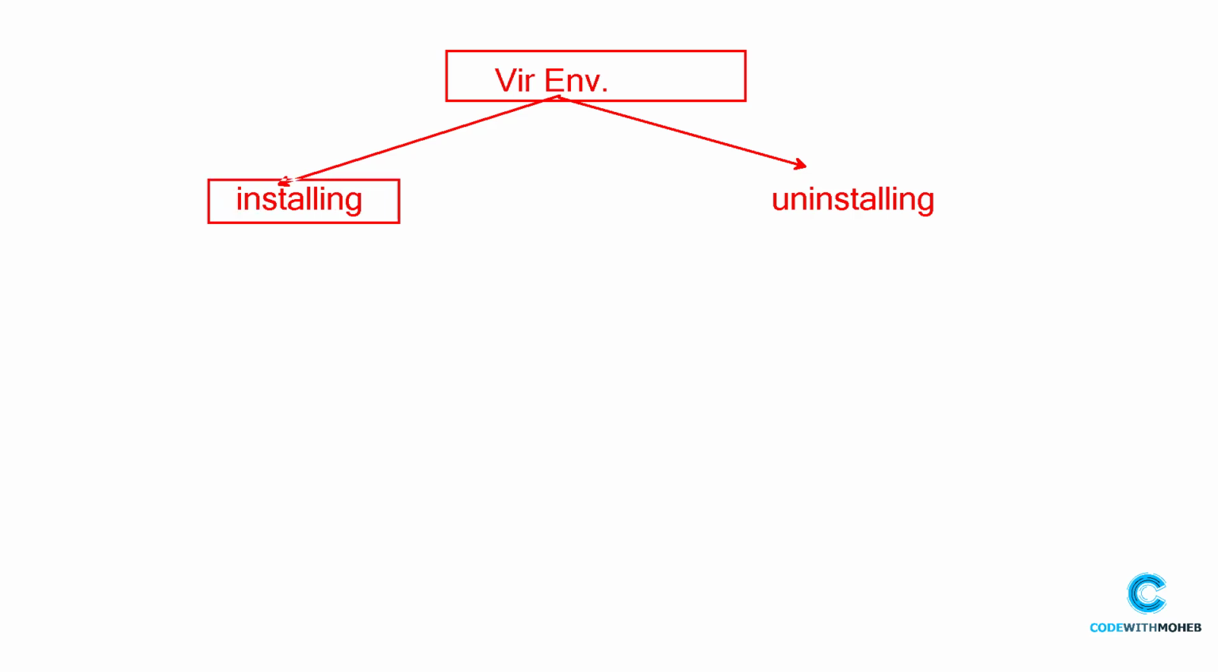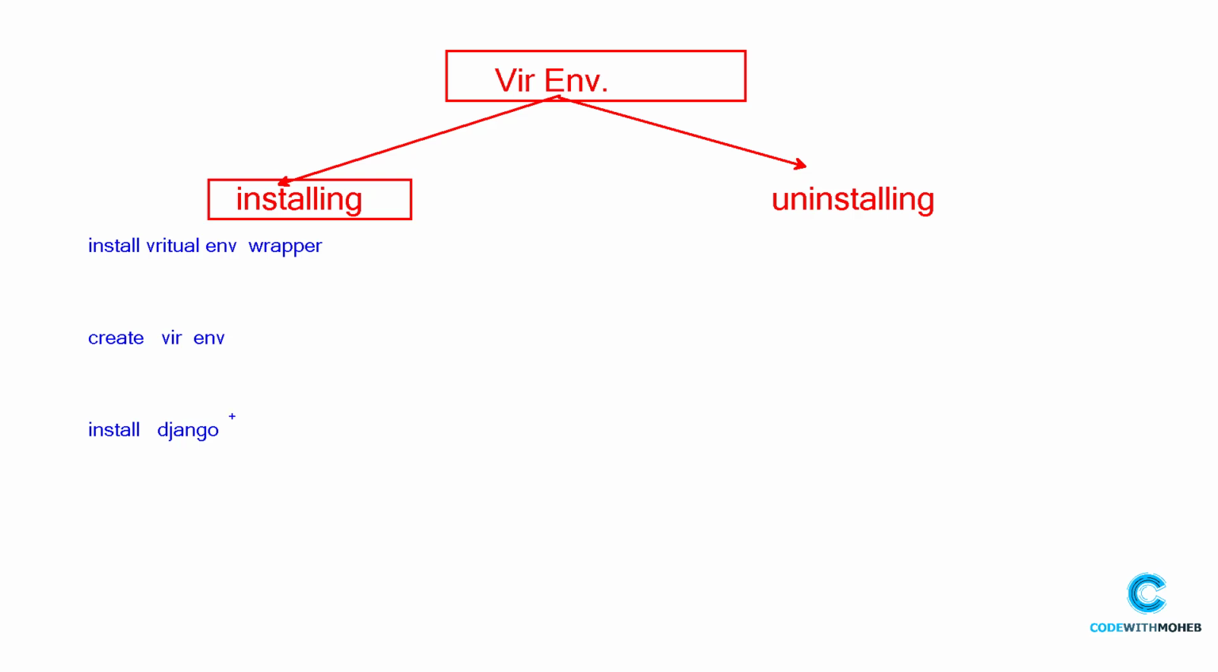Steps to follow to install Django in a virtual environment. We have 3 steps to do that. The first step is we have to install virtual environment wrapper. The second one is we have to create a virtual environment. And the third one, we can install Django in the virtual environment.